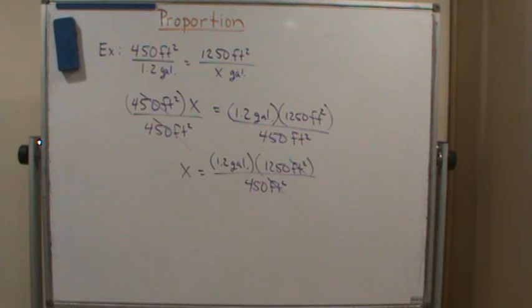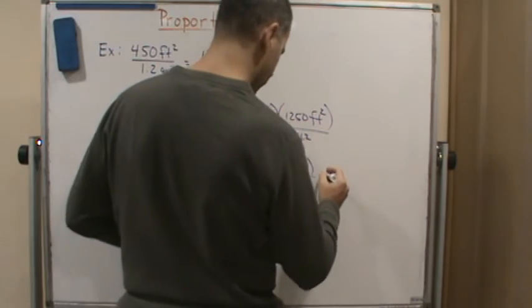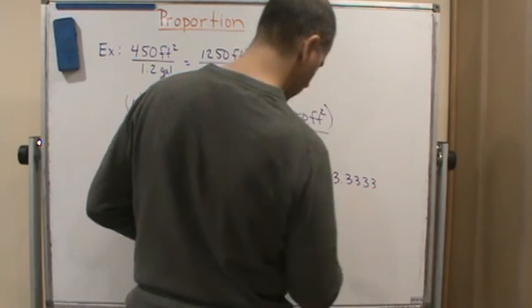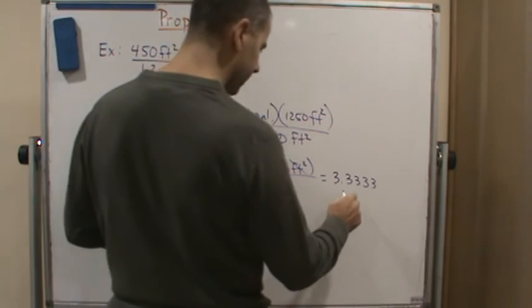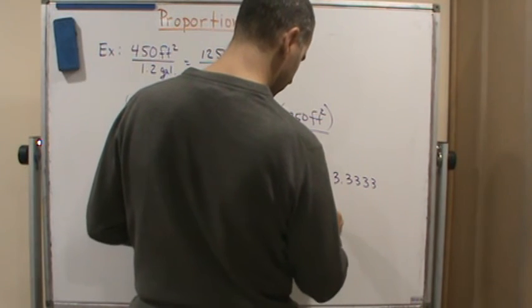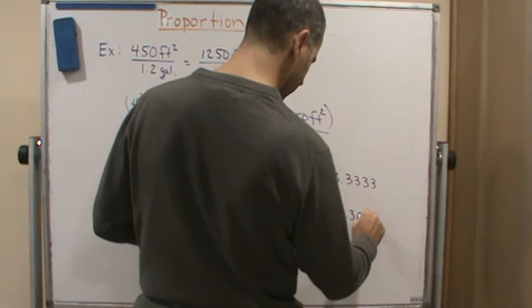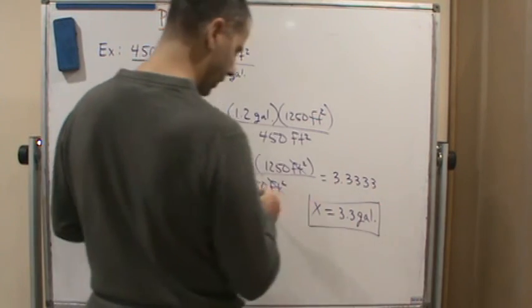If we put this in our calculator, we get 3.33333333, and so on and so on. Again, we're rounding to the nearest tenth of a gallon. So the answer is x equals 3.3 gallons.